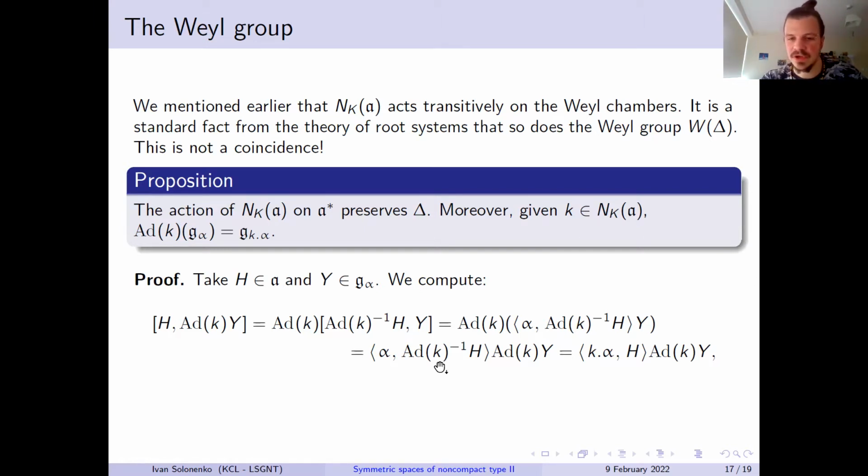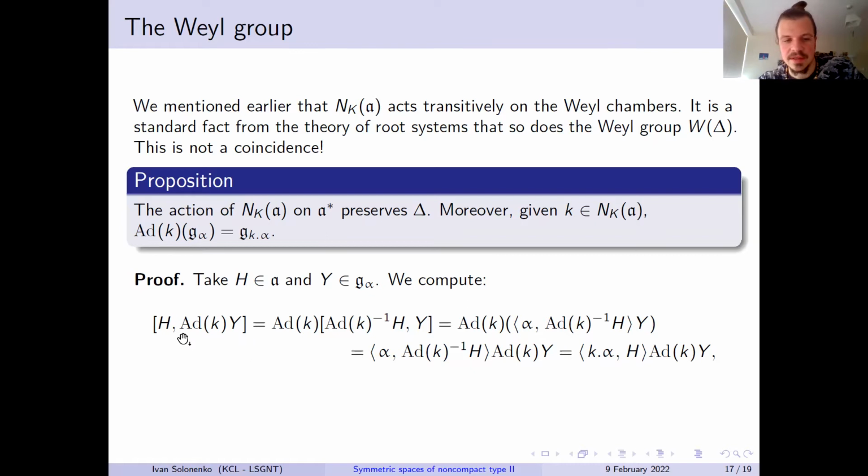Now the adjoint of K is linear, so I can take this number out of the expression. So here I have this vector Ad K of Y, and here I have this number. But remember, by definition of the action of this normalizer N_K(A) on A star, if I have this contraction of this alpha, which is a functional on A, and Ad K inverse of H, which is a vector of A, it's the same as the contraction between K of alpha and H. This is basically just the definition of the action of K on A star.